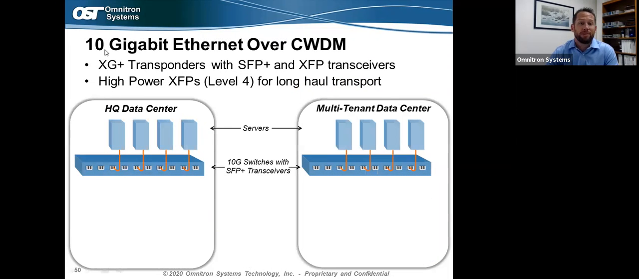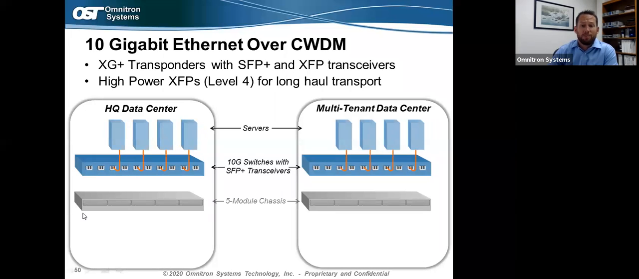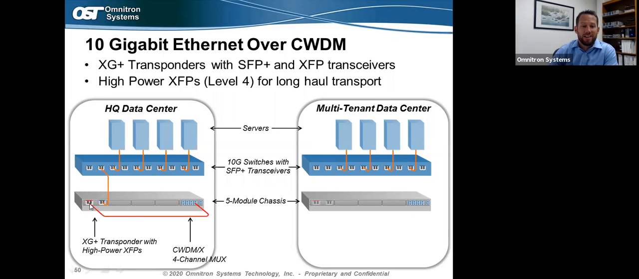You can also multiplex 10 gig over CWDM. This is used with our XG Plus transponders and our SFP Plus or XFP transceivers. So, a very similar application. This time we're going to use the 5-module chassis, and we're going to install that same 4-channel MUX card as well as some 10 gig transponders, our XG Pluses. These have those high-power XFP transceivers for the long-haul data transport. So again, just converting it from a standard wavelength into a CWDM wavelength.